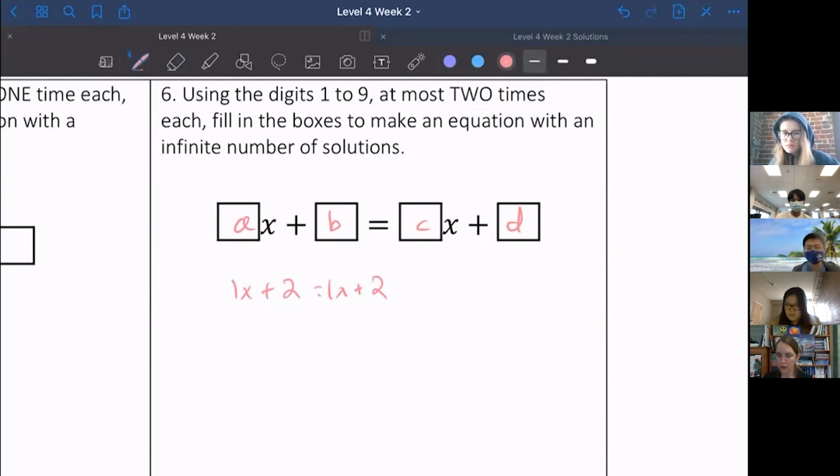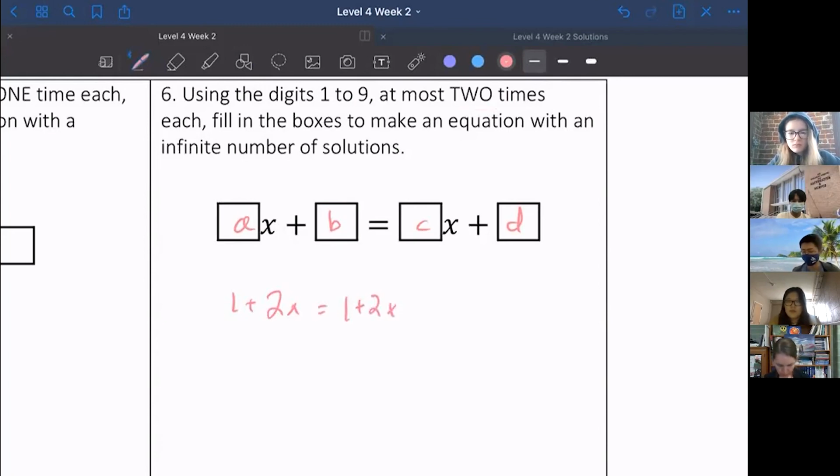But we can put the x on the other number too. Because Caspian didn't really specify, we can put 1 plus 2x is equal to 1 plus 2x. And this one also works, right? Because no matter what number we put in, 1 plus 2x is always going to be the same as 1 plus 2x. For this question, it really doesn't matter what number you pick. As long as both sides have the same 2 numbers, it'll always work out.